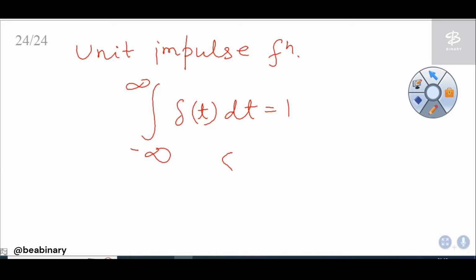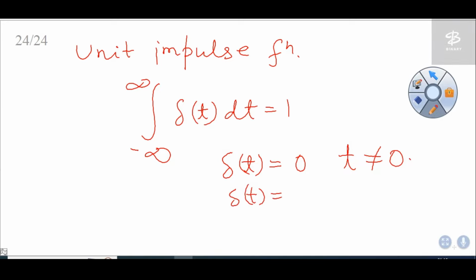I can say that delta of t is equal to 0 whenever t is not equal to 0, and delta of t is equal to 1 when t is equal to 0. When it is not equal to 0, the impulse function is 0, and when it is equal to 0, the impulse function amplitude will be 1.